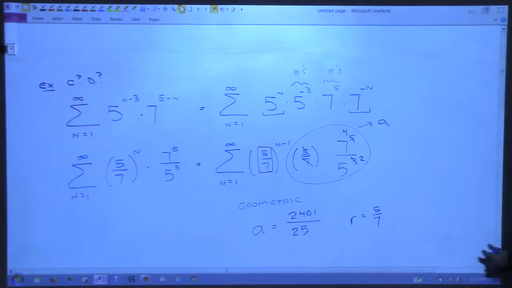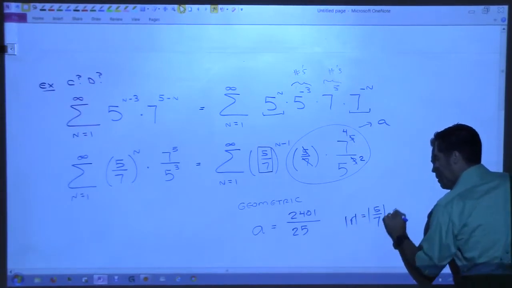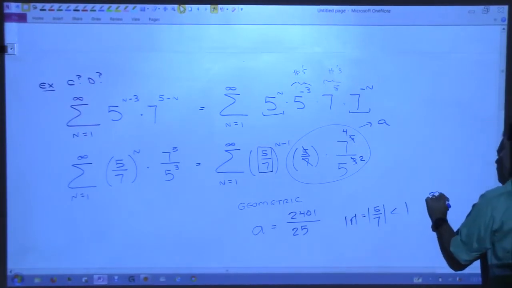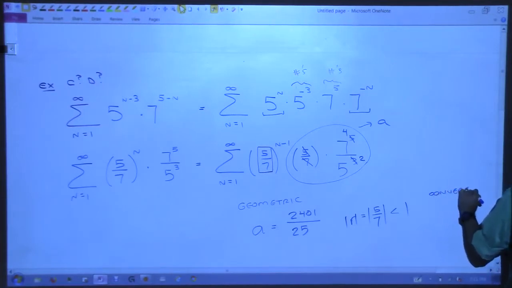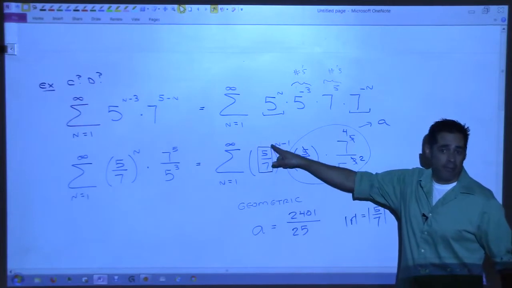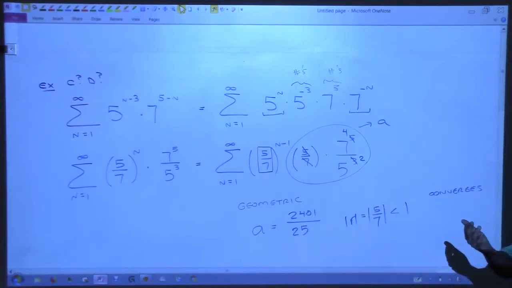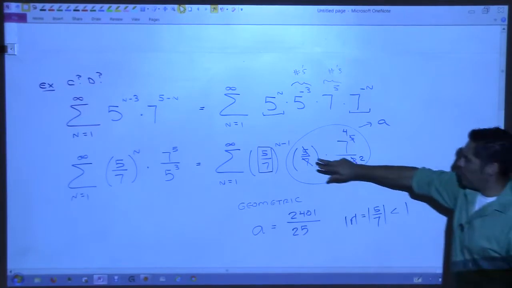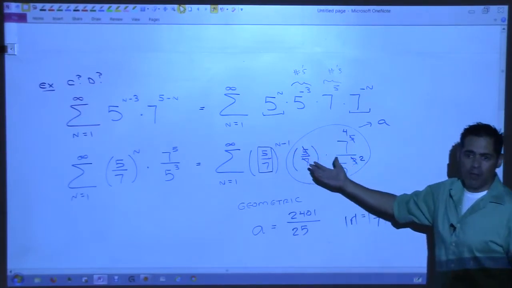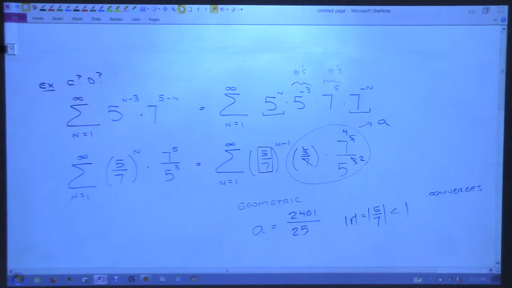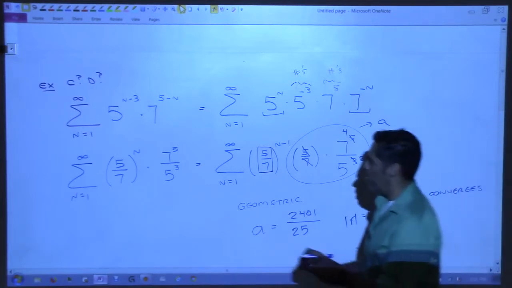And the absolute value of that is less than 1, so it converges. So what if this was 7 over 5 instead? You would just say it diverges and you'd be done, okay? If these were flipped over, that number would be bigger than 1 when you take the absolute value, and then you just say diverges and there's nothing else to do. But for us, it converges, and because it's a geometric series, we have to actually put what it converges to.